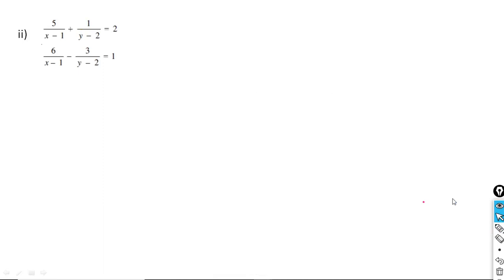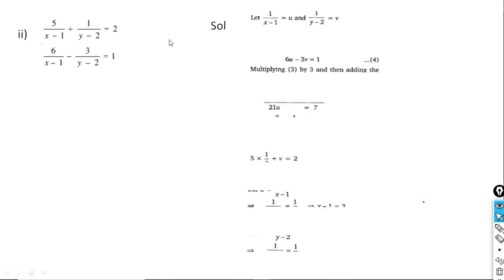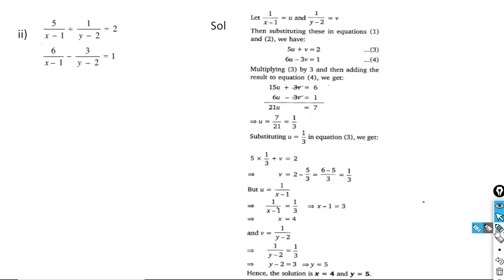Now students, in this problem, we will substitute 1 upon x minus 1 as u and 1 upon y minus 2 as v. By doing so, we get the standard equations as 5 times u plus v is equal to 2, and 6 times u minus 3v is equal to 1. Here equation number 3 will be multiplied by 3. We are going to solve it by the elimination method. By solving this, you get u as 1 by 3. Substituting u as 1 by 3 in equation number 3, you get the value of v as 1 by 3.